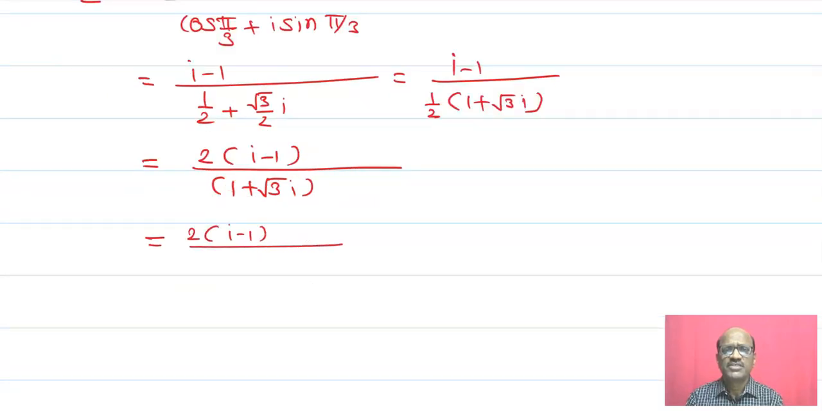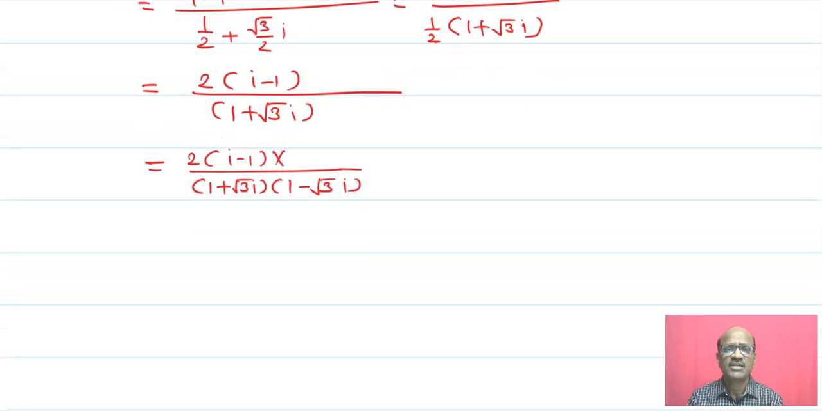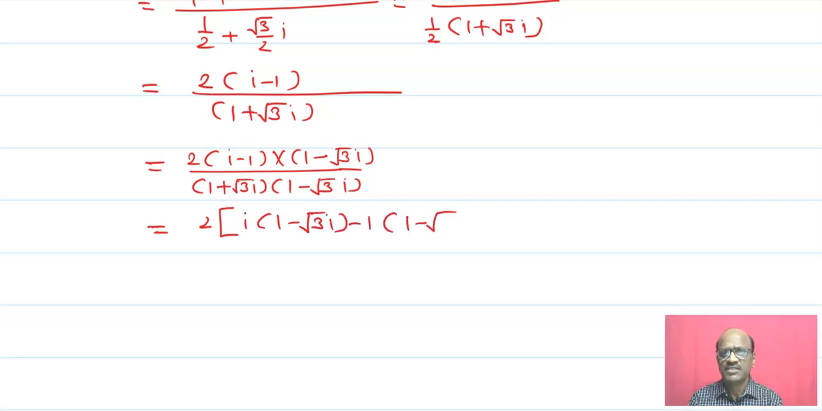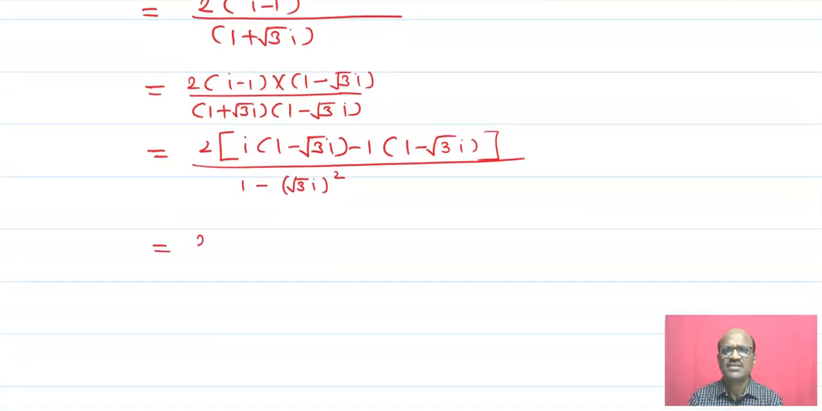Now again the simplification is there. Multiply the conjugate of 1 plus root 3i, which is 1 minus root 3i, to the numerator and the denominator. Therefore, you will get simple multiplication, that is 2 in whole square bracket. i is multiplied with 1 minus root 3i and minus 1 is multiplied with 1 minus root 3i, and in the denominator a plus b into a minus b means what? a square minus b square. It's again very simple.